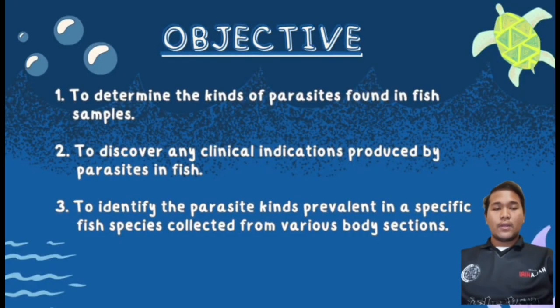The objective for Lab 1, which is parasitology, is firstly to determine the kinds of parasite found in the fish sample. Secondly, to discover any clinical indication produced by parasites in the fish. Thirdly, to identify the parasite kinds prevalent in a specific fish species collected from various body sections.